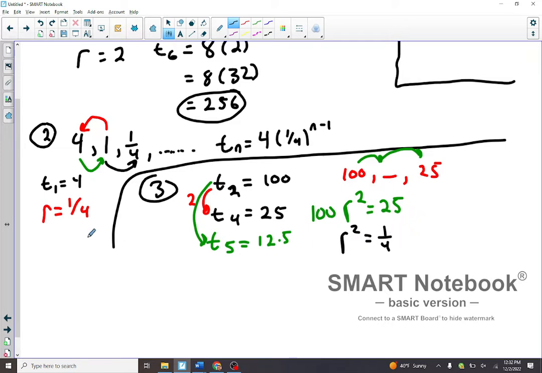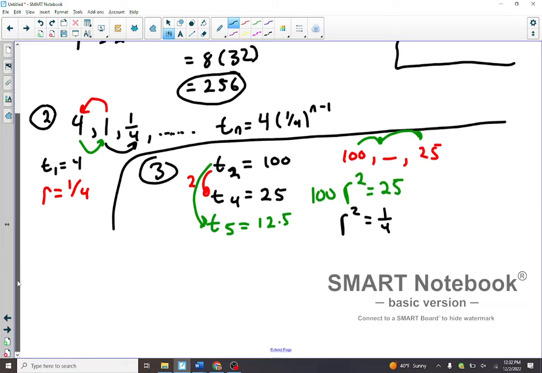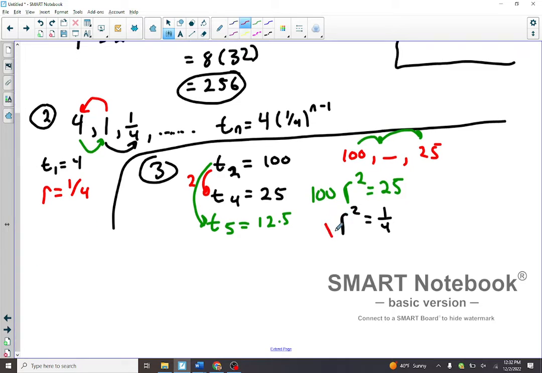Then I need R by itself. So what am I going to do to both sides? Square root it. What's the square root of 1/4? The square root of 1 is 1, and the square root of 4 is 2. So 1 over 2. That's the answer. That's the R.